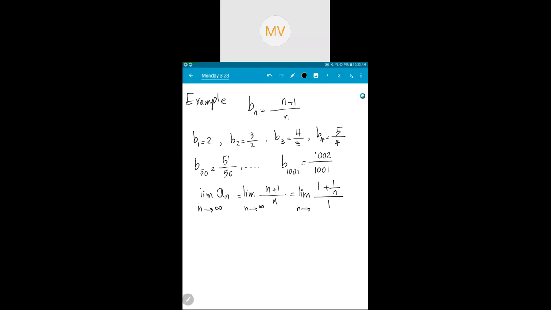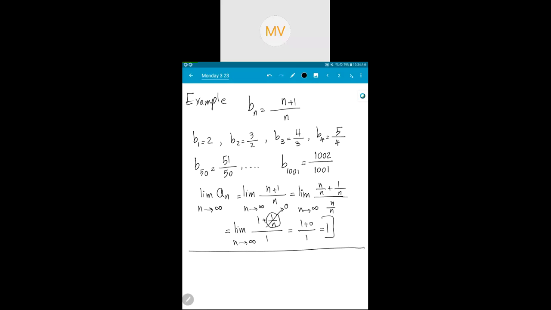Right? Let me write down some details. So this is the first one. Divide everything by n: n over n plus 1 over n, over n over n, as n approaches infinity. And as you can see, you have 1 plus 1 over n, over 1, and that's 1 plus 0 because this guy approaches 0, right? When the denominator gets large, the ratio gets smaller and eventually approaches 0. So the limit is 1. Or someone could use L'Hopital, take the derivative of numerator and denominator separately with respect to n to get 1 over 1. Okay.